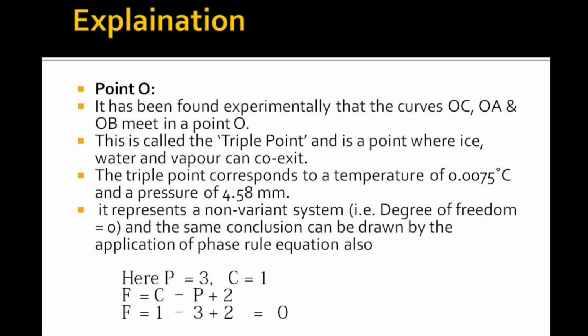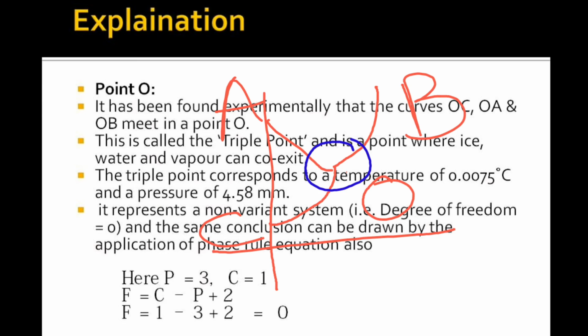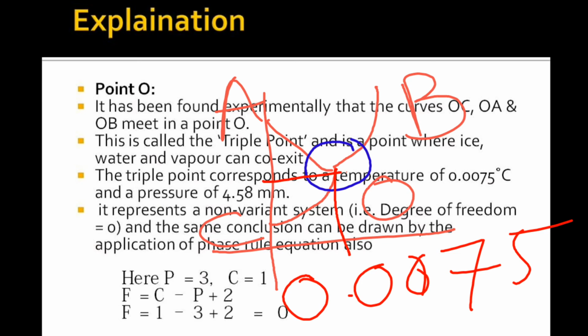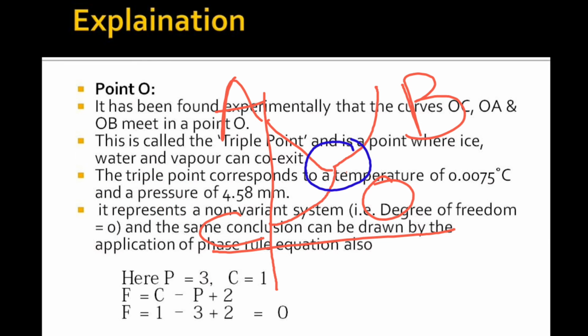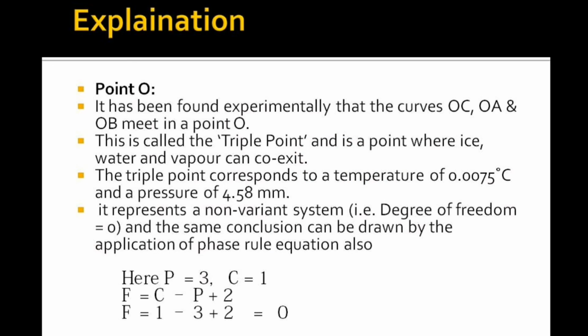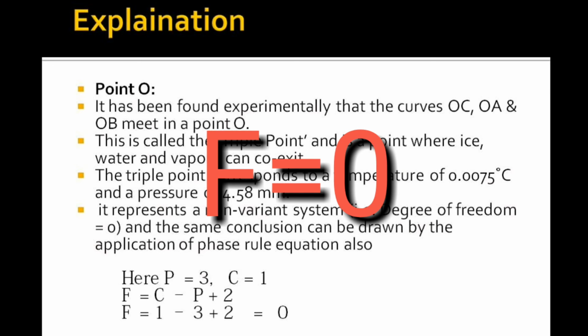Now as you know, in the phase diagram there is a point O, where curves OA, OB, OC meet, known as the triple point. Since this triple point appears at a temperature of 0.0075 degrees centigrade and a pressure of 4.58 millimeter, that means this point is already defined. So there is no need of any coordinate to locate this point, as this point appears at a particular temperature and pressure. That's why here degrees of freedom is 0.